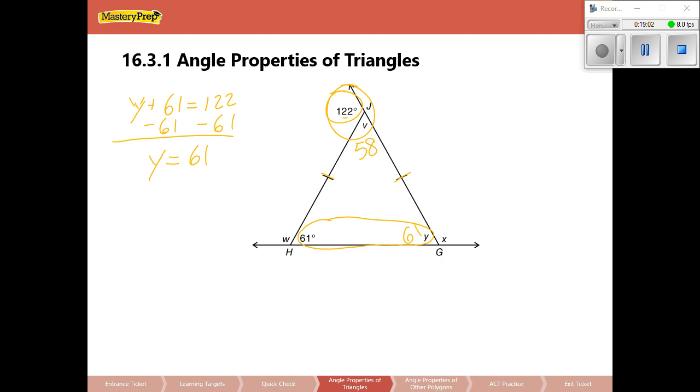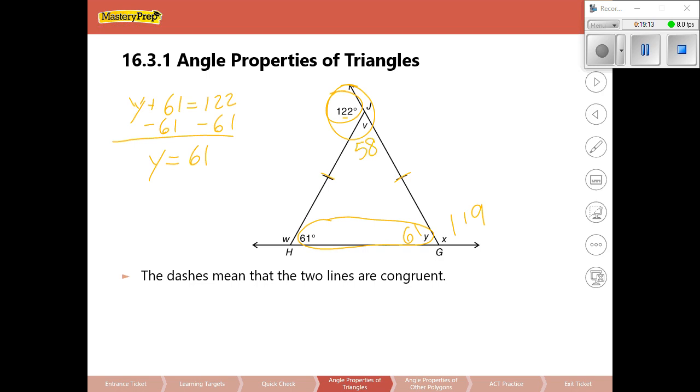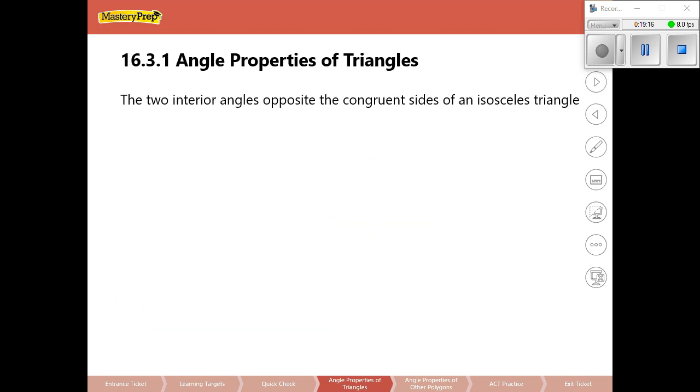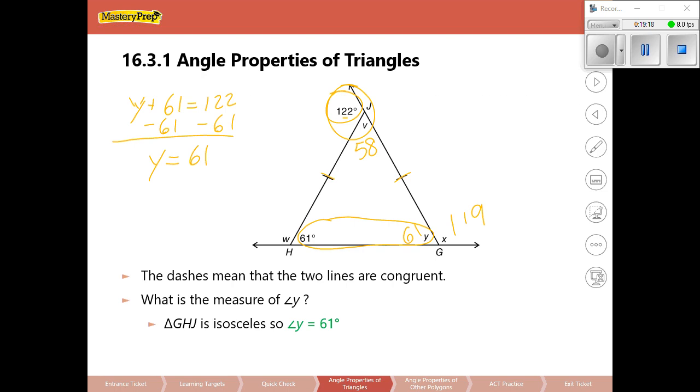So that's 58. Well, we can subtract the other two from 180. 9, 7, which would give us 119. And tell us it's 61 because it's isosceles. So there's more than one way to get at a lot of these answers, especially on the ACT. But there's sometimes faster ways to get there if we recognize what the figure is.